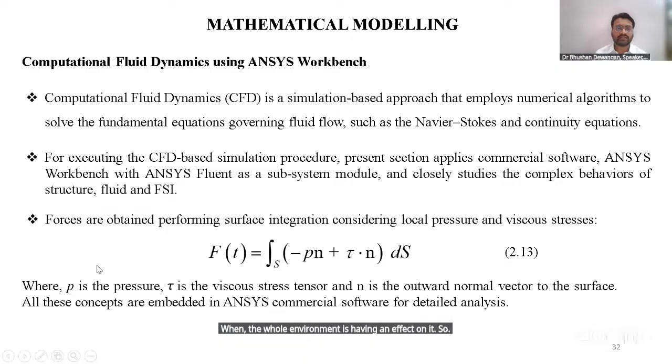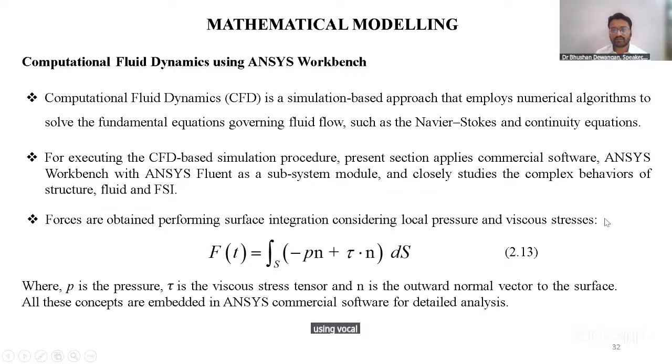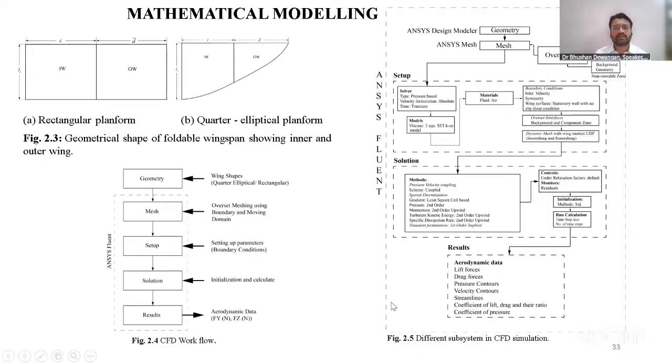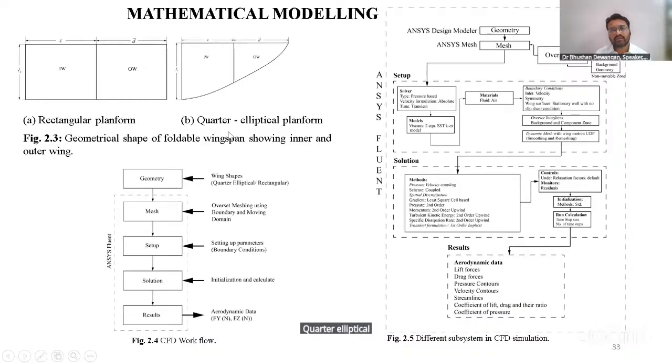So like this, the forces are obtained by performing the surface integration using local pressure and viscous stresses. These are the things I used in my PhD thesis. This is the rectangular planform and the quarter elliptical planform I used, and I compared which would be the more efficient one. The quarter elliptical planform was very efficient, and I used the ANSYS Fluent workflow like that.